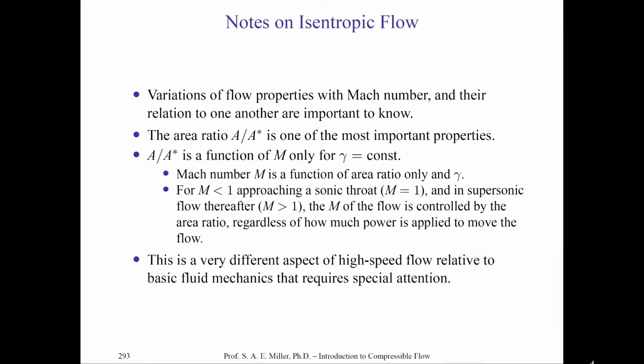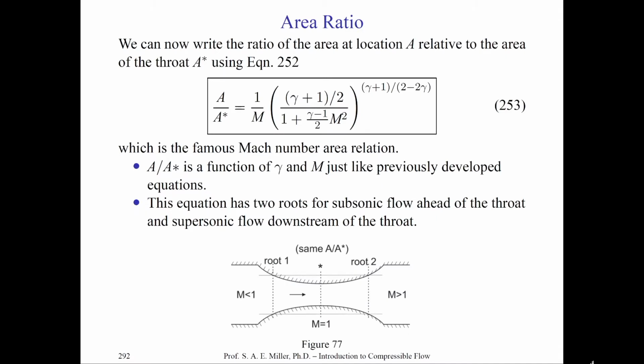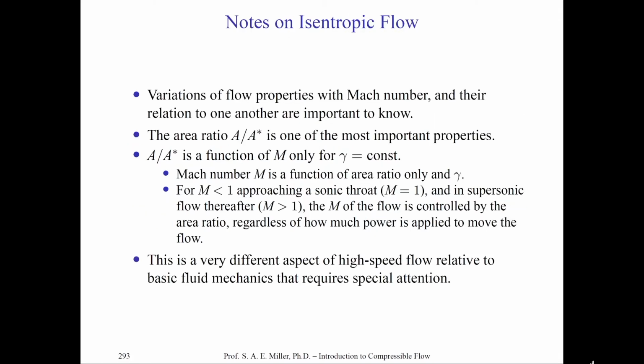Let's step back and make some notes on what we found, because these concepts are getting more complicated. Variations of the flow properties with Mach number and the relation to one another are important to know. The area ratio, A over A sup star, is one of the most important properties, as I've shown in this previous analysis. And if you look at the tables I've handed out with the class, all of the properties are a function of A over A sup star. But remember, there's always two potential A over A sup stars corresponding to subsonic and supersonic flow, respectively. So look at that in your tables and you'll see that we do indeed find multi-valued functions.